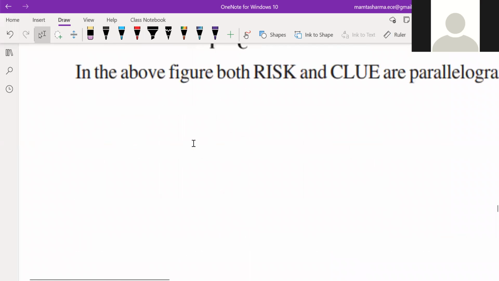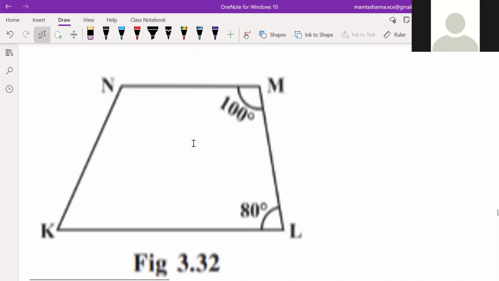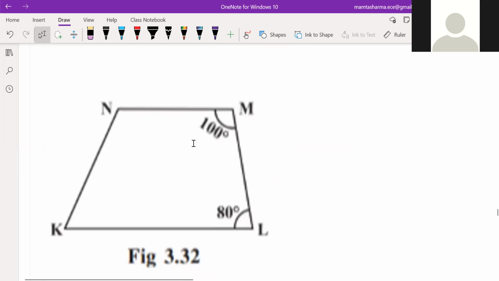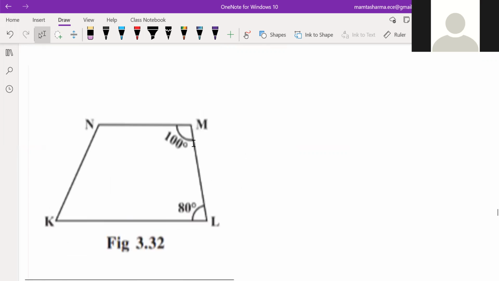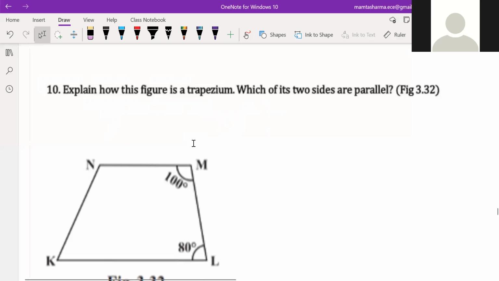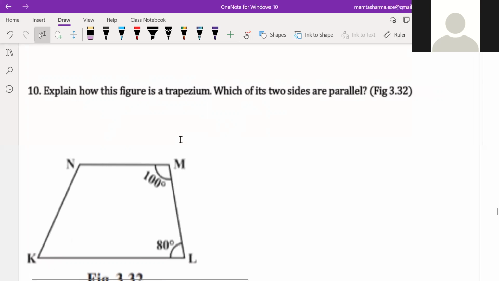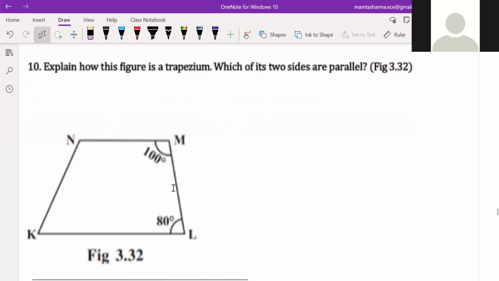Okay. So now we will start. Do this question. This is very easy. The question is: explain how this figure is a trapezium. Which of the two sides are parallel? Okay, explain how this figure is a trapezium.